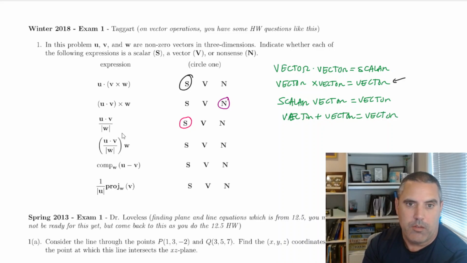What do we have here? We have a number divided by a number sitting next to a vector. That's this one. That's what we're looking at. A scalar sitting next to a vector. That's going to be a vector.